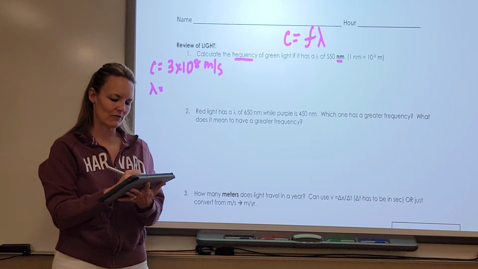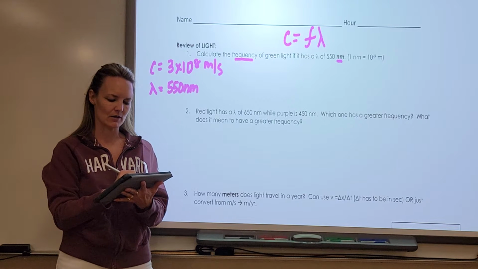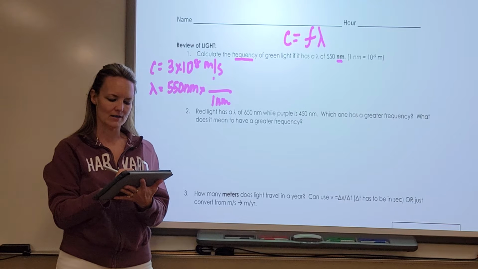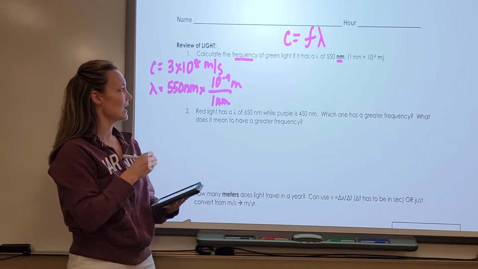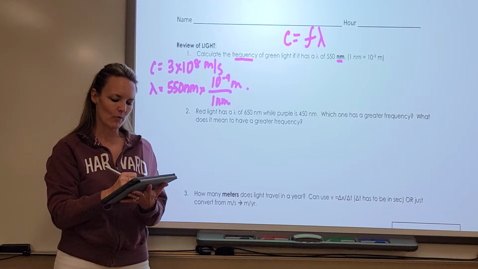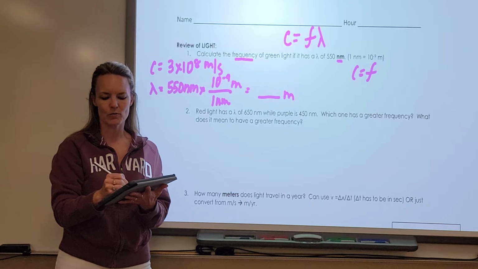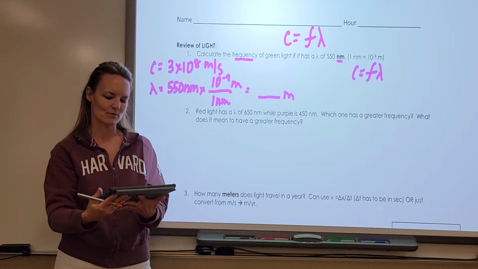Okay, so you are going to have to set up a conversion first. We have 550 nanometers, and in 1 nanometer, there are 10 to the negative 9 meters. So you're going to have to multiply 550 times 10 to the negative 9. That will get you your wavelength in meters, and from there, you will be ready to work through your C equals frequency times wavelength equation.